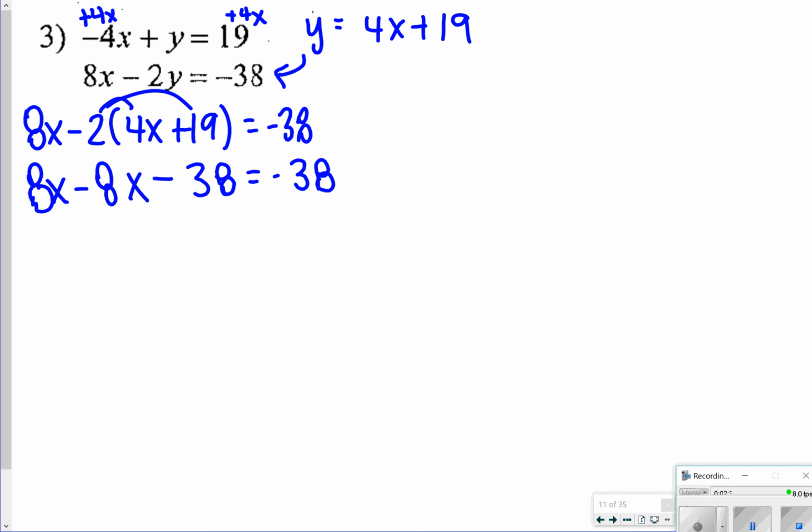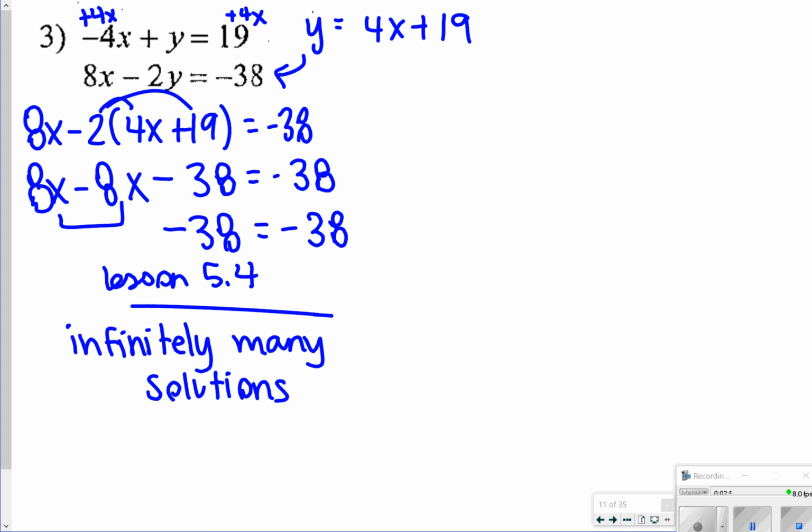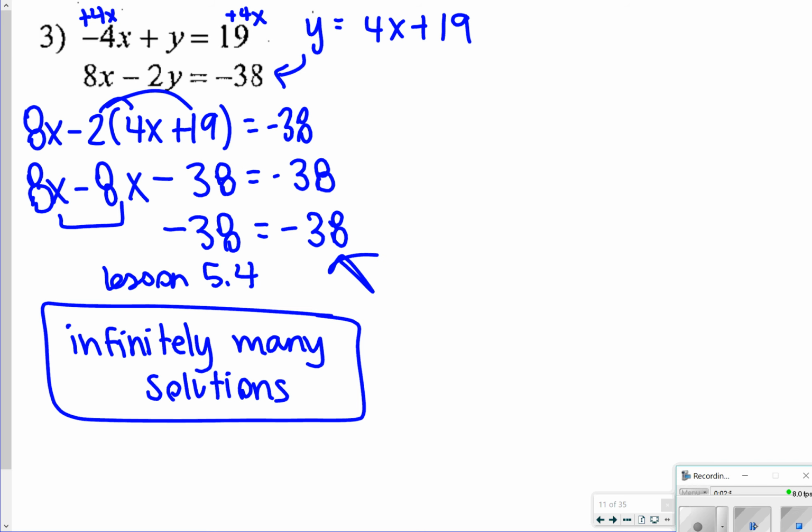After I distributed, I can go ahead and combine like terms. 8x minus 8x will just cancel out and give me 0x, so I get negative 38 is equal to negative 38. This is going to take us back to lesson 5.4 when it talks about the special solutions. We would say for number 3 that there are infinitely many solutions here because we completed a true statement.